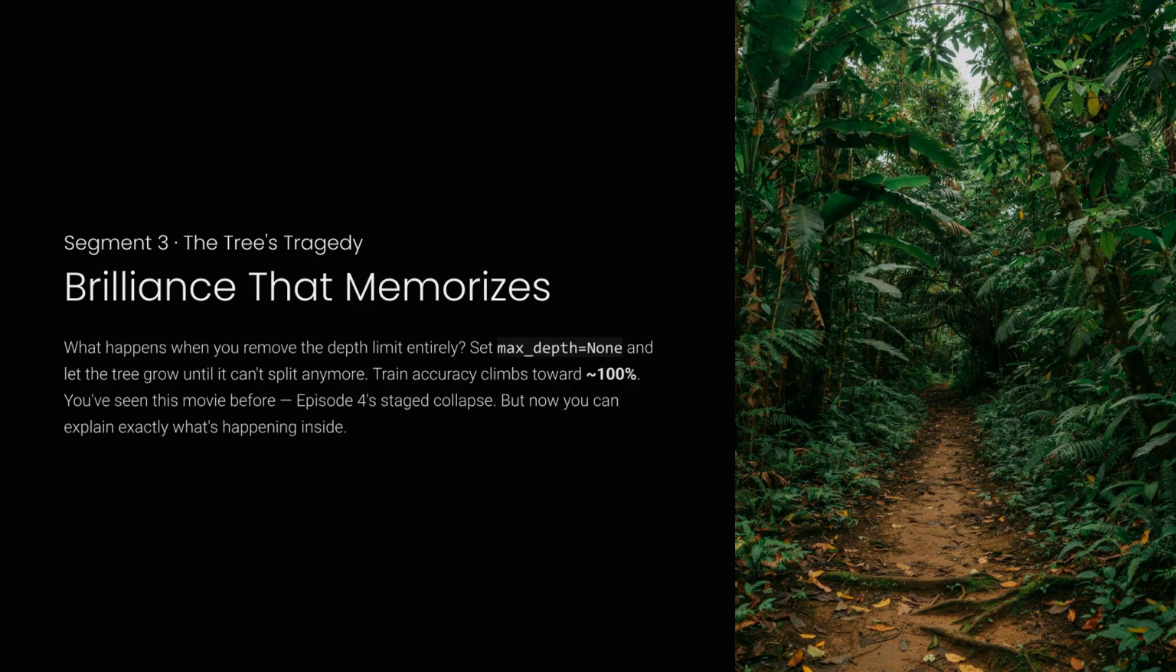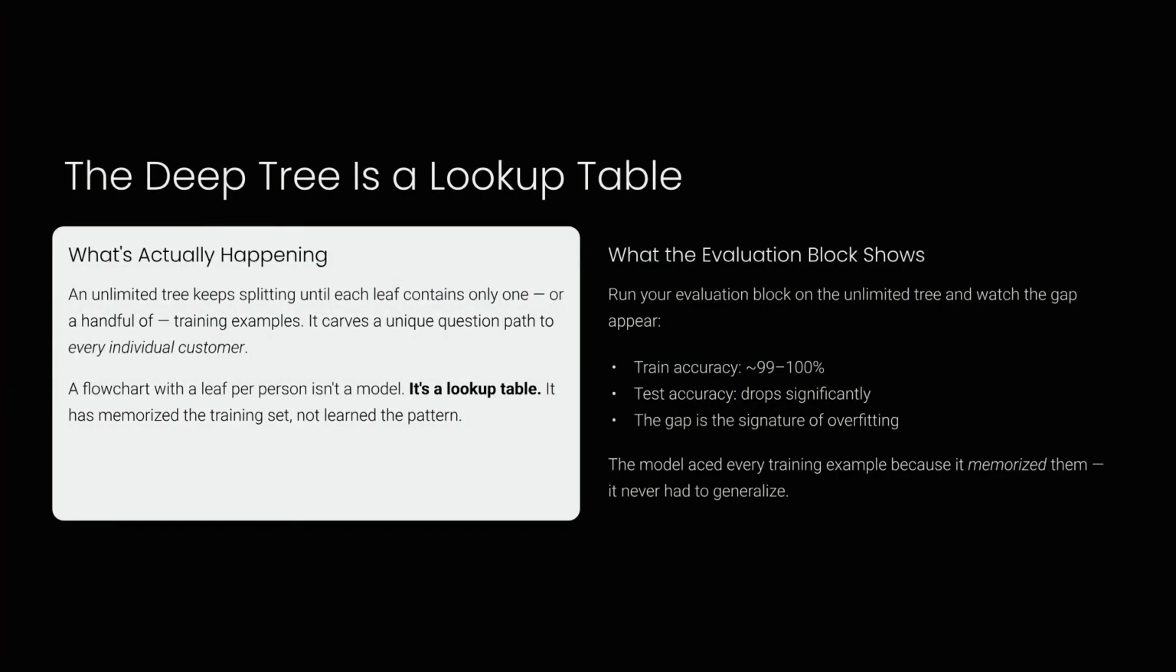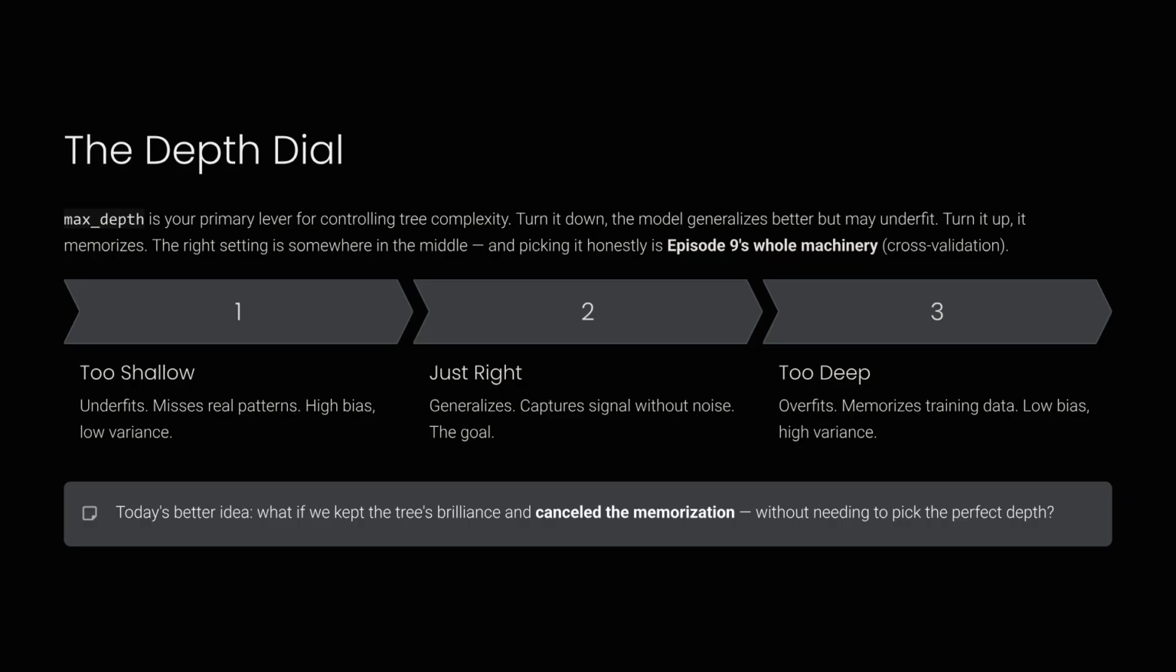The tree will grow indefinitely, achieving near 100% accuracy on the training data. However, as we've learned, this is a sign of overfitting. The tree is simply memorizing the training set. An unlimited tree essentially becomes a lookup table, carving a unique path for every single data point. When you evaluate this, you'll see a massive gap between training and test accuracy, confirming the model has failed to generalize. Controlling this complexity is where the depth dial comes in.